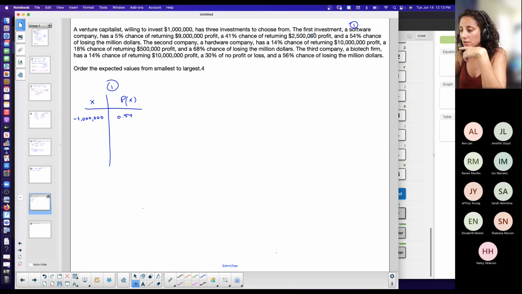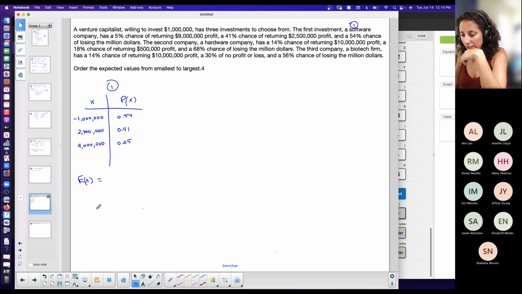He could get back 2.5. So let's say that's a possible profit, which has a 0.41 chance, or 9 million profit. That's pretty nice. That's an outcome. And he's got 5%, of course, 5% chance of that happening. Whatever. Let's do the expected value right away.